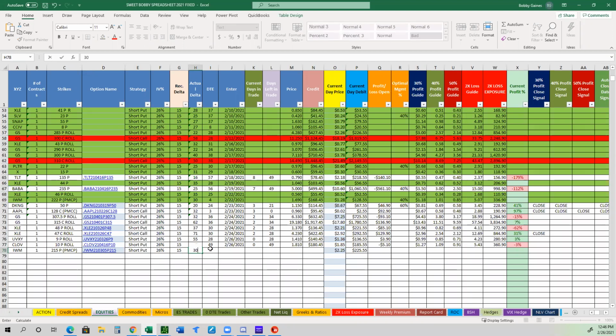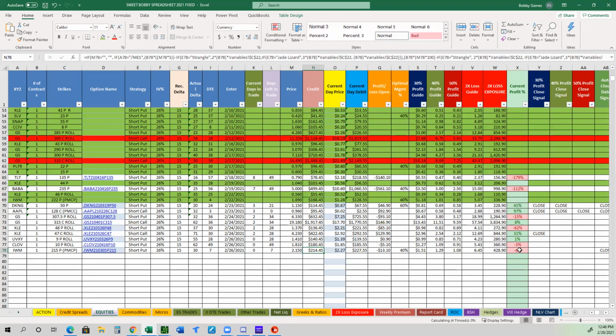30 delta. How many days to expiration does that one have? It has 7 days. And we entered that on the 26th. So that's a beautiful little trade. Right? Price on that one was 215. So we brought in $214 into the fold. We're already down 6% on it. Wouldn't you figure? All right, so that's IWM that we figured out there.